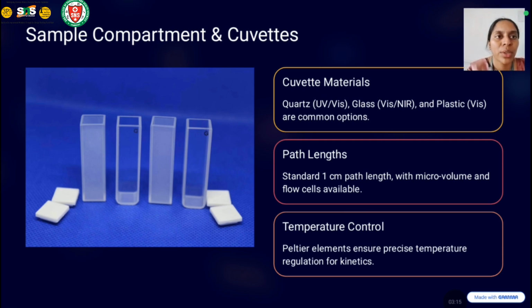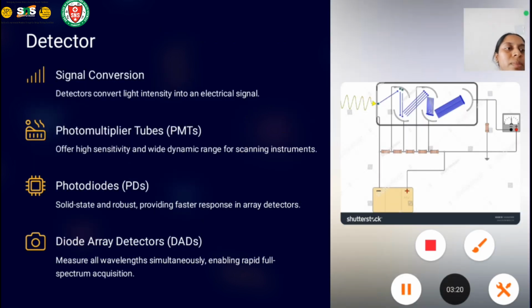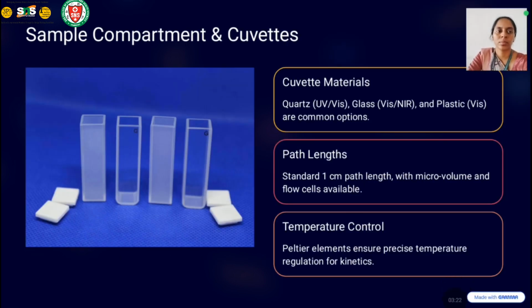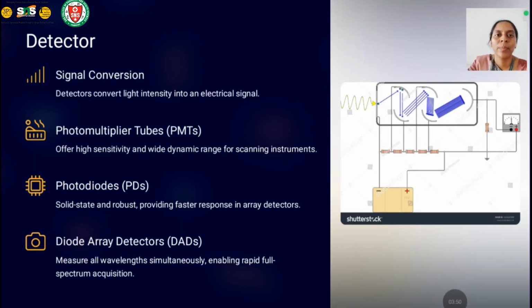Then sample compartments and cuvettes. The sample compartment consists of cuvette materials. The cuvette can be made of quartz for UV or visible, glass for visible or near infrared, and plastic for visible as a common option. The path length is a standard 1 cm, with micro volume and flow cells available. Temperature control: Peltier elements ensure precise temperature regulation for kinetics.